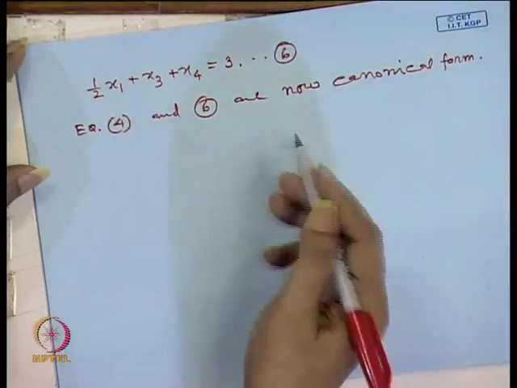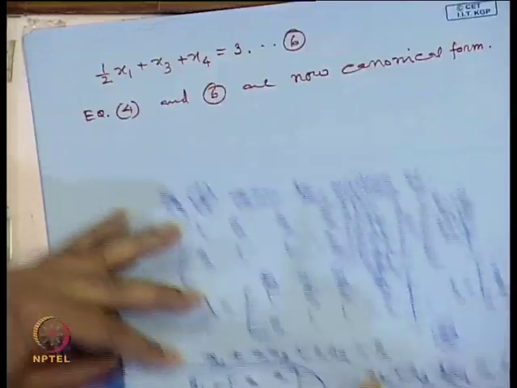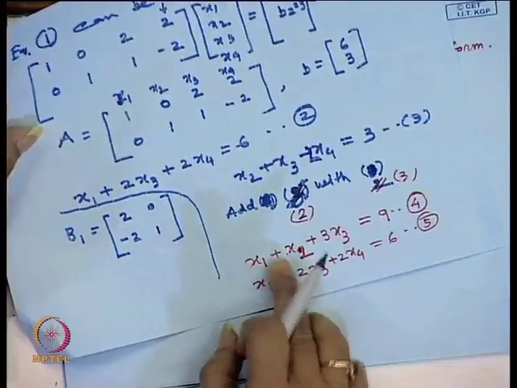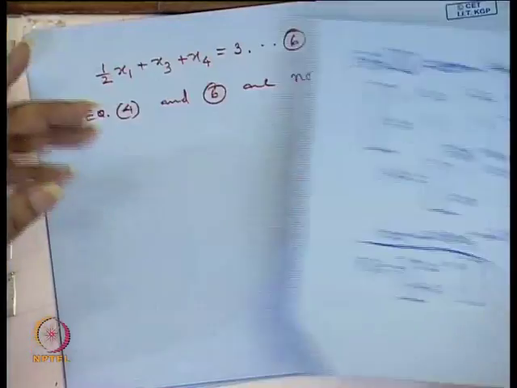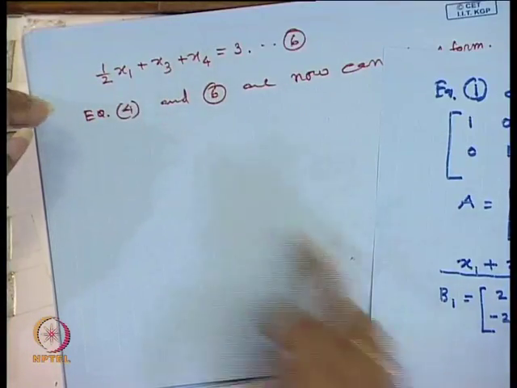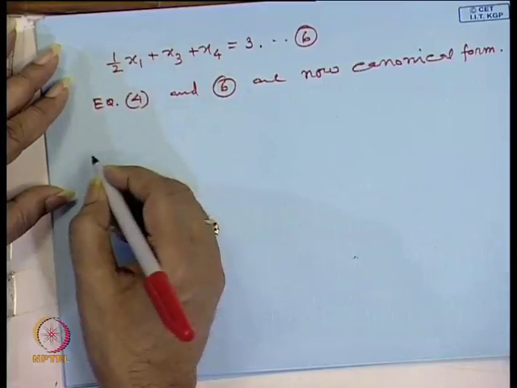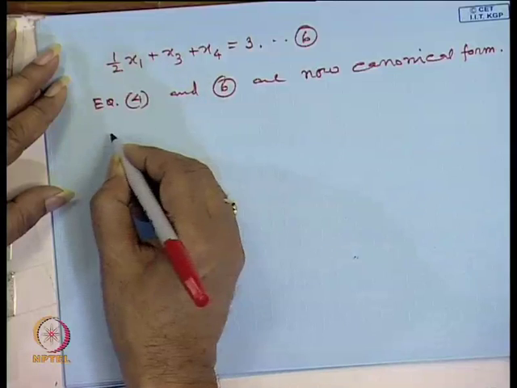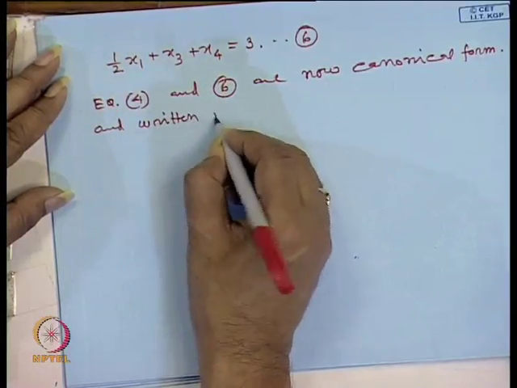Okay. So now you see, if equations 4 and 6 are in canonical form, the coefficient of x4 is 1 and the coefficient of x2 is also 1. So now if you assign the non-basic variables, straight away you will get the x4 value and your x2 value, but we want to do it in matrix form. So if you see our equation now, it is in canonical form and written in matrix form.